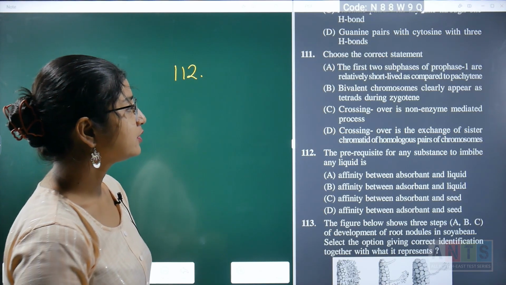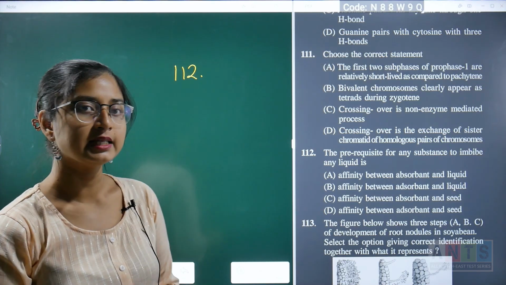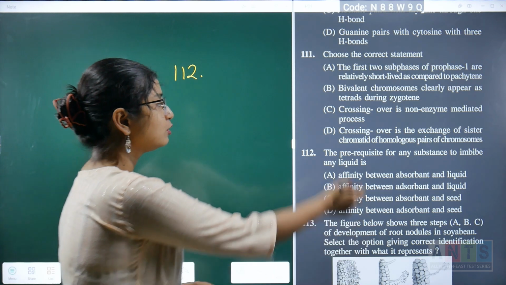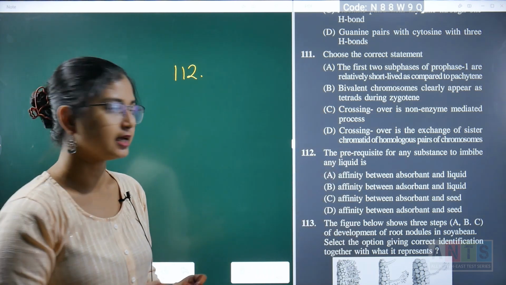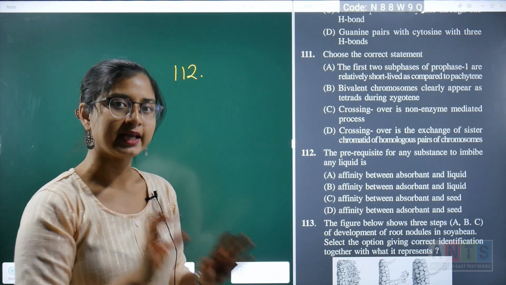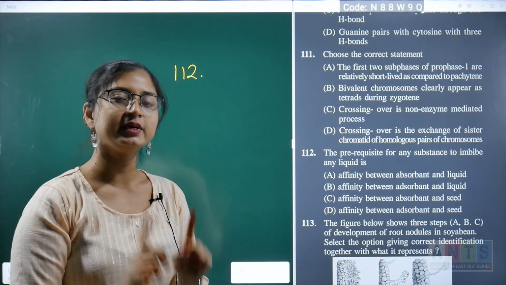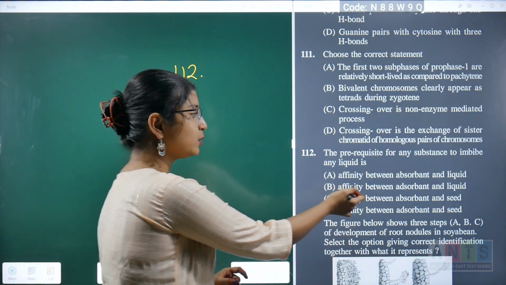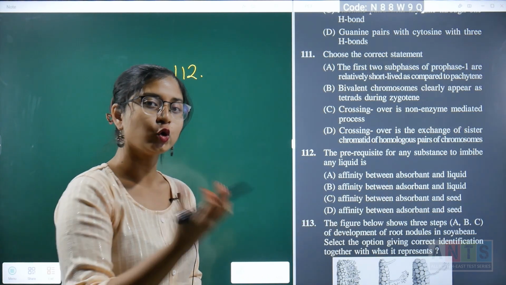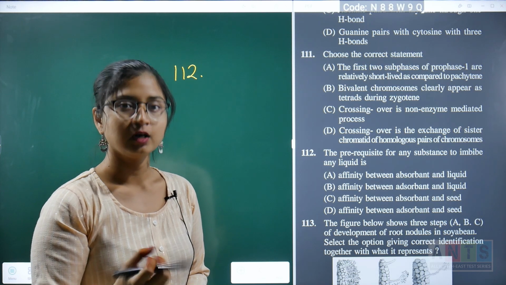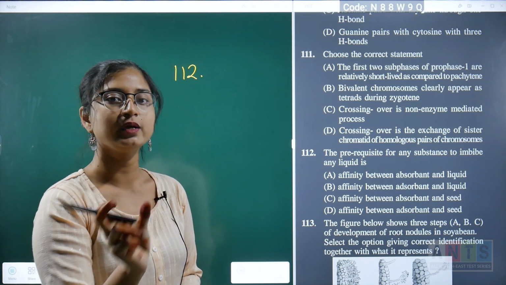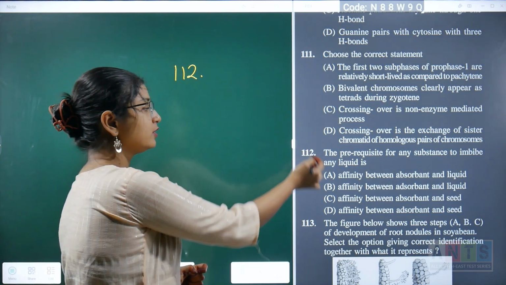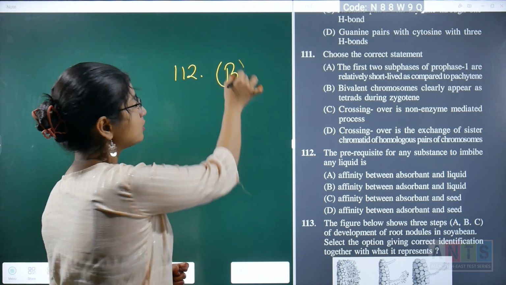Question number 112, the prerequisite for any substance to imbibe any liquid is. This is a direct statement from NCERT, the chapter Transport in Plants. So, किसी भी imbibition के process के लिए, the substance to imbibe any liquid, what we require is, इन दोनों materials के बीच में, we need affinity. Affinity between what? We need affinity between the adsorbent and the liquid. जो भी material उस liquid को imbibe करने वाला है, उस adsorbent और उस liquid के बीच में we need a very strong affinity. So this is a statement directly from your NCERT. Question number 112, the correct answer should be option B.